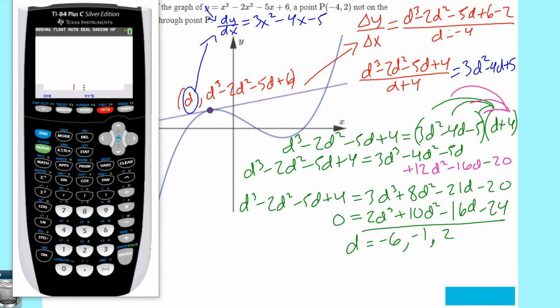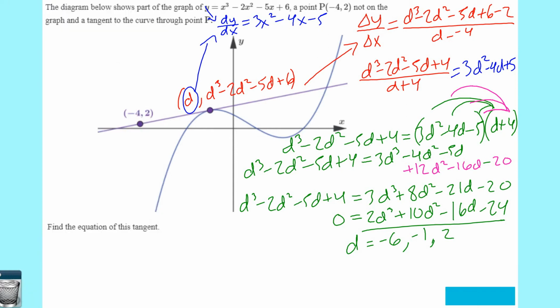Oh, I lied. What is it? Second trace? Yeah, second trace. 5, go for intersection. You go the left of it, the right of it. You guess, you just kind of follow these amounts there. Okay, so what is D? Well, D was our x value of our point. Well, it's either -6, -1, or 2. Well, -6 is to the left of -4, so that one can't be it.